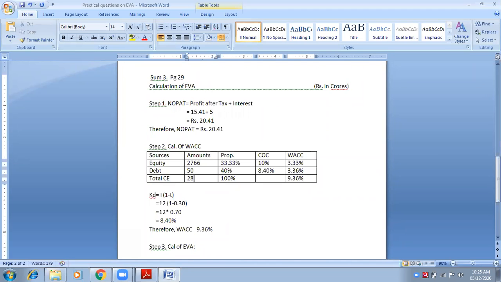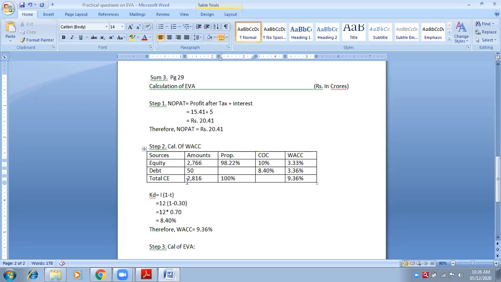So what is total capital employed here? 2,816. Is it correct, everybody? Okay, tell me the proportion. How do we need to calculate the proportion? It is 2,766 divided by 2,816 into 100. So, what is the proportion? 98.22 percentage.